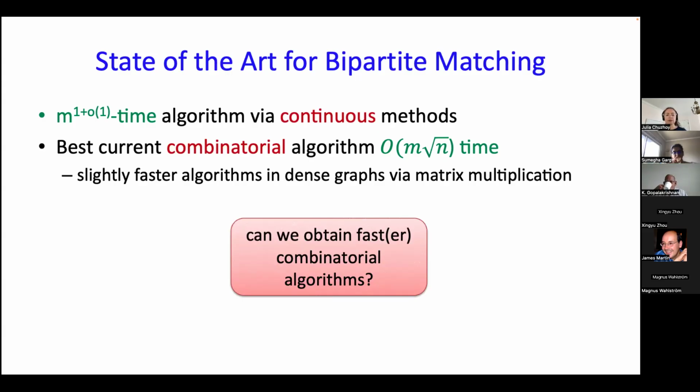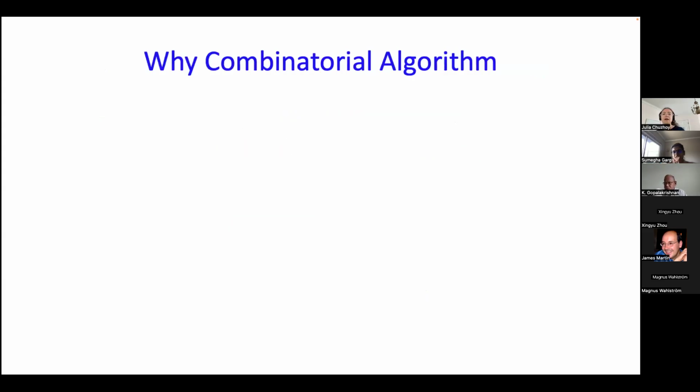So of course, the notion of combinatorial techniques is not very well defined, but we sort of intuitively know what it is. And you may wonder, why do we even care? We already have these really great continuous methods. Why do we care to get combinatorial algorithms? So let me give you a little bit of motivation.